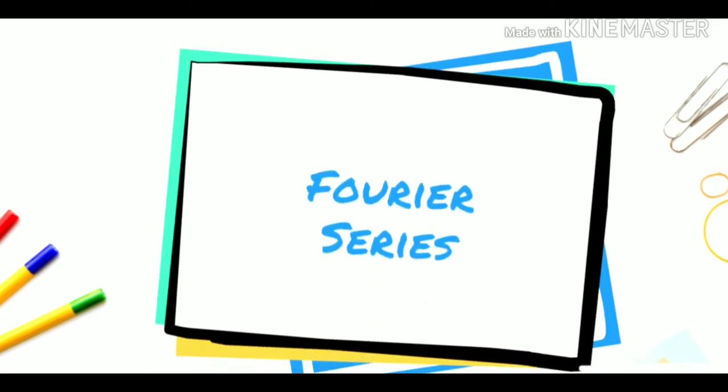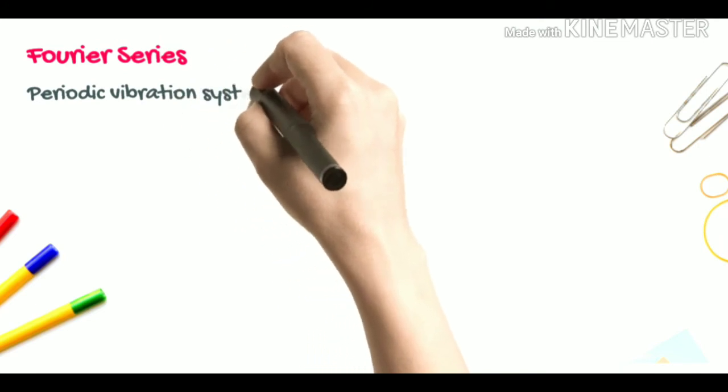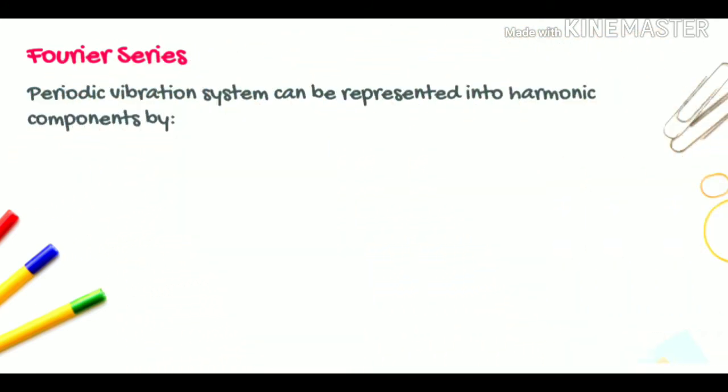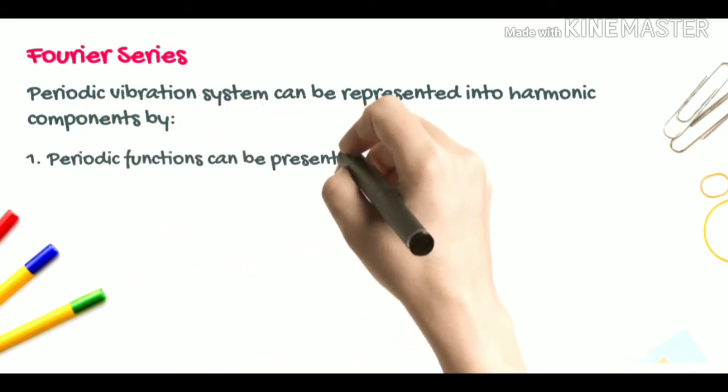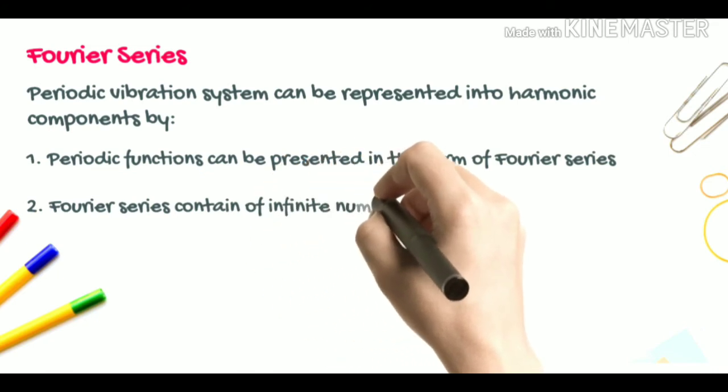Fourier series. A periodic vibration system can be represented in harmonic components as follows: first, a periodic function can be represented in the form of a Fourier series. Second, a Fourier series contains an infinite number of sine and cosine terms.